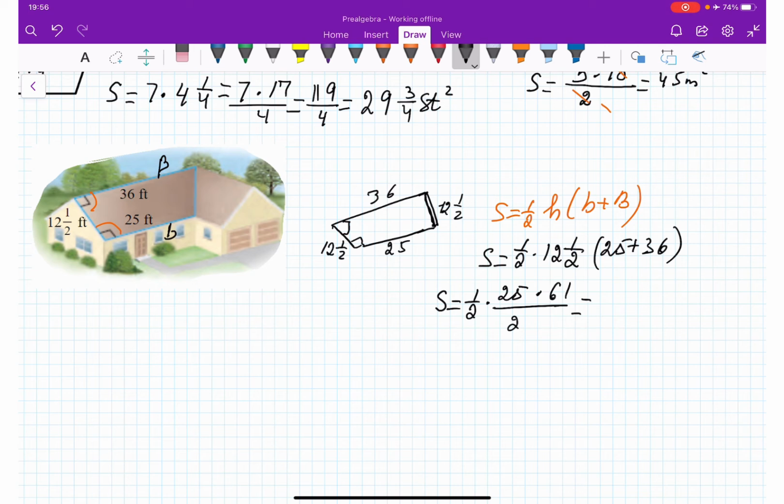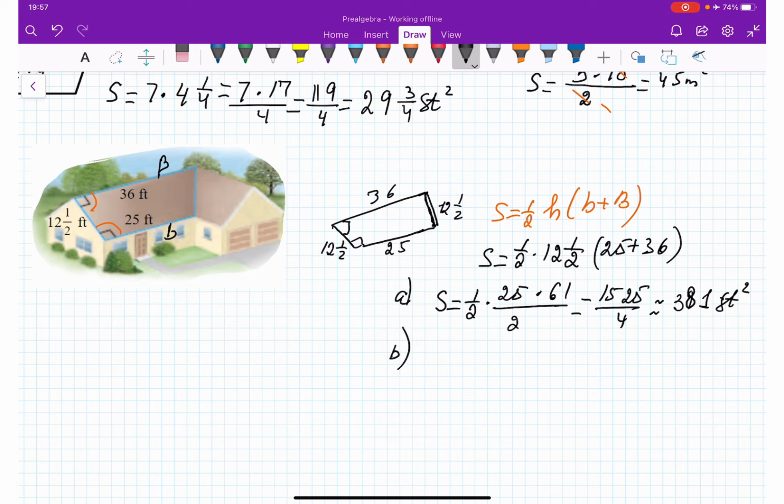Okay, so let me see, approximately 25 times 61, it's going to be 1525, and divided by 4. 1525 divided by 4, it's going to be equal to approximately 381.81 square feet. Okay, now that's question A.